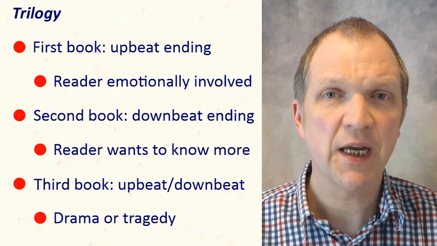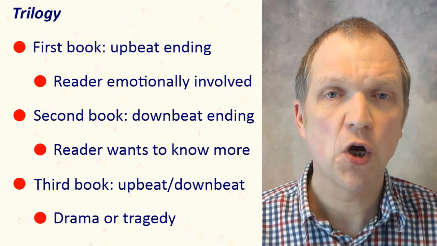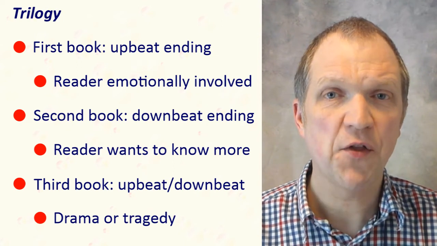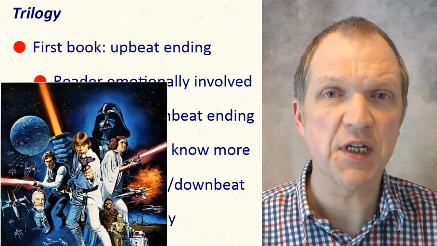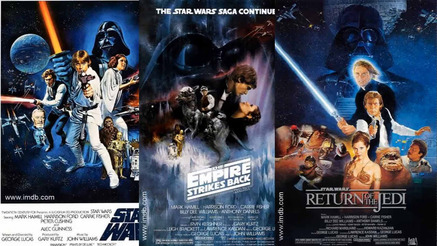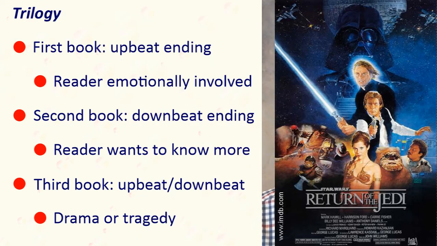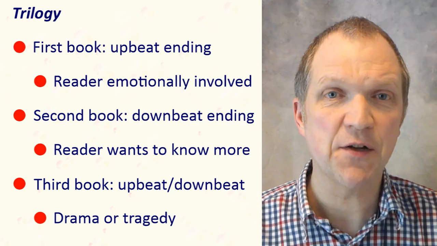The third book can end on an upbeat or a downbeat depending on whether the trilogy is a drama or a tragedy. A good example of this up-down-up three-part story is the original 3 Star Wars films from 1977, 1980 and 1983, with Luke Skywalker winning at the end of the first film, the evil Empire victorious by the end of the second film, and Luke Skywalker and his colleagues winning again at the end of the third film.